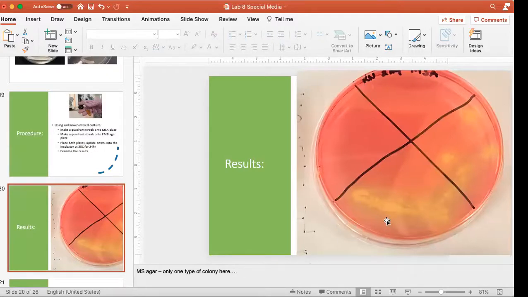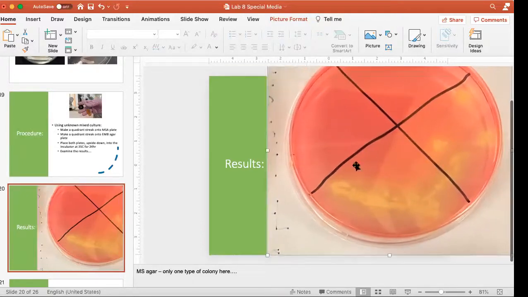Here is the MSA plate. And we've got something growing on it. Now, I know it's hard to see from your angle, but I think you can make out there's an individual colony right there. There's another one next to it right there. There's an individual colony right there. There's another one right here. They're circular colonies. They have nice, even, smooth edges. So there is 1 organism growing on this plate.